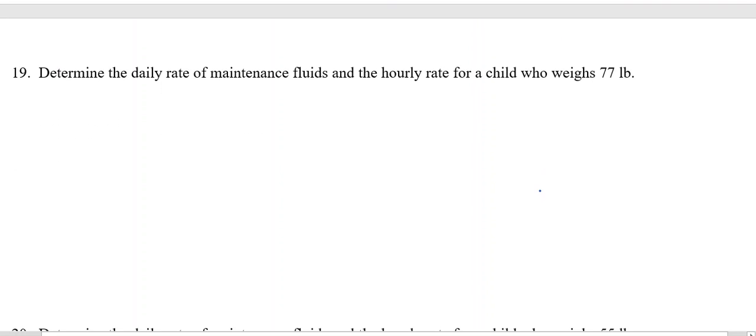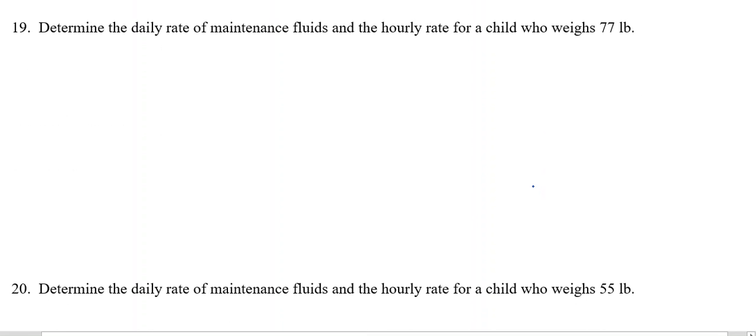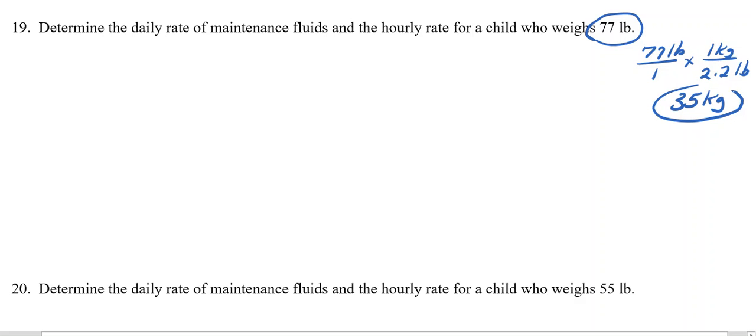Okay. I've got 2 more that I want to look at. This time this child's weight is 77 pounds. And I have to convert the 77 pounds to kilograms. So 77 pounds over 1 times 1 kilogram over 2.2 pounds. And I get 35 kilograms. So that's their weight.